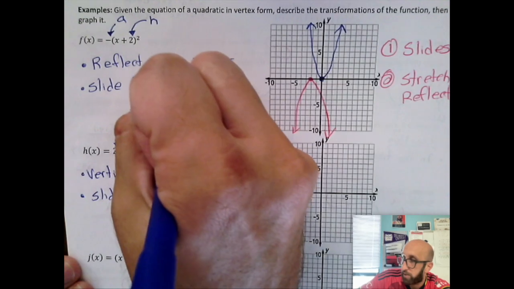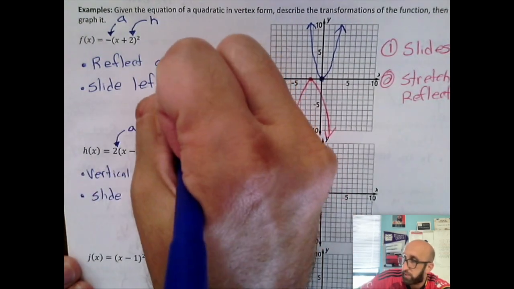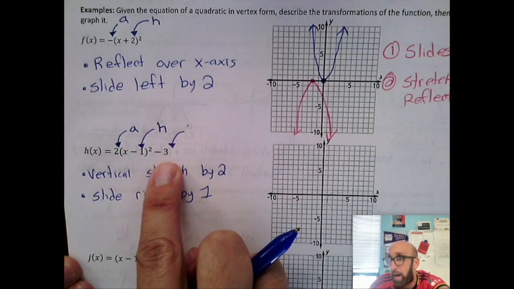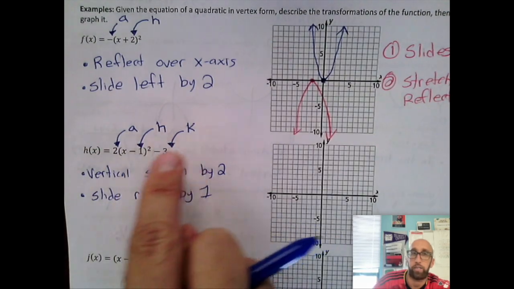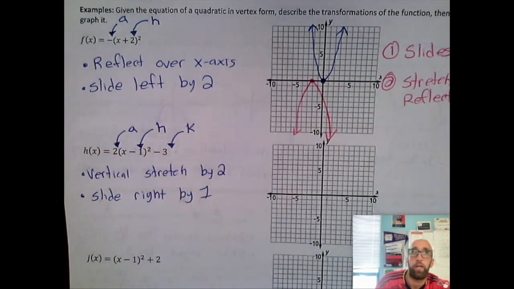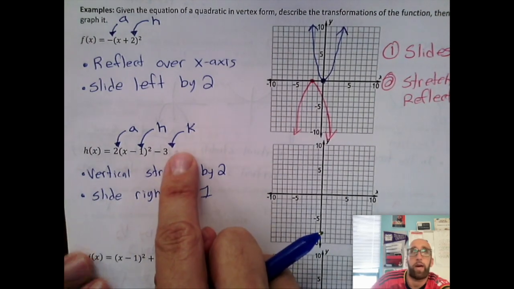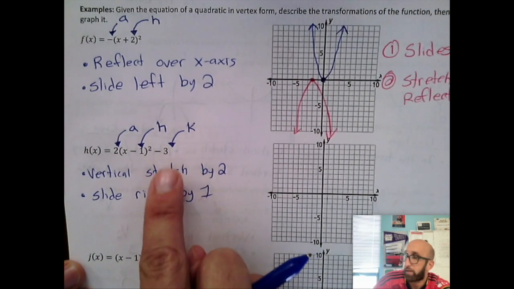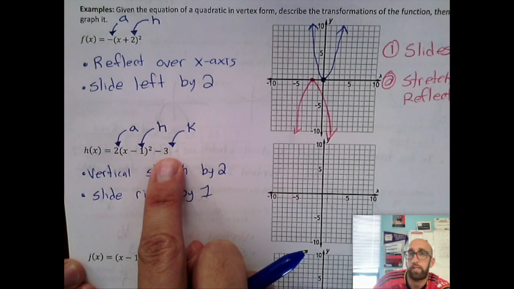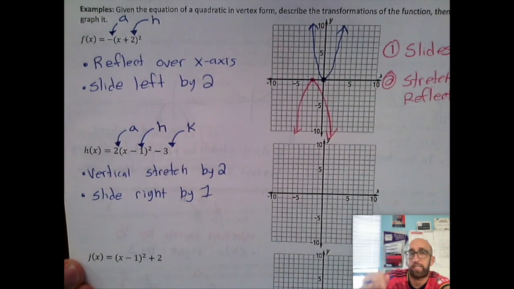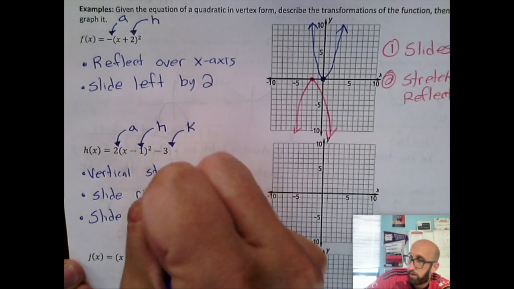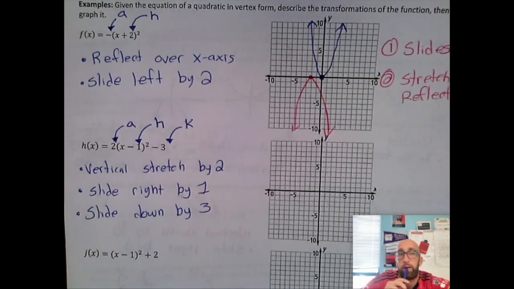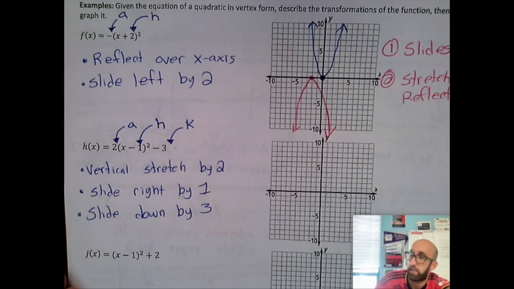The final number I need to explain, because I don't need to explain that exponent of 2, is this minus 3 in the back. Because we're in the back, I'm thinking about K. K is located in the back. So A, H, and K: A in the front, H on the inside, K in the back. So K in the back, I see a minus 3. We need to think about what a minus 3 does. K slides us up and down. I'm going to slide down by 3. Okay, so I've got my vertical stretch, slide right, slide down. Great.